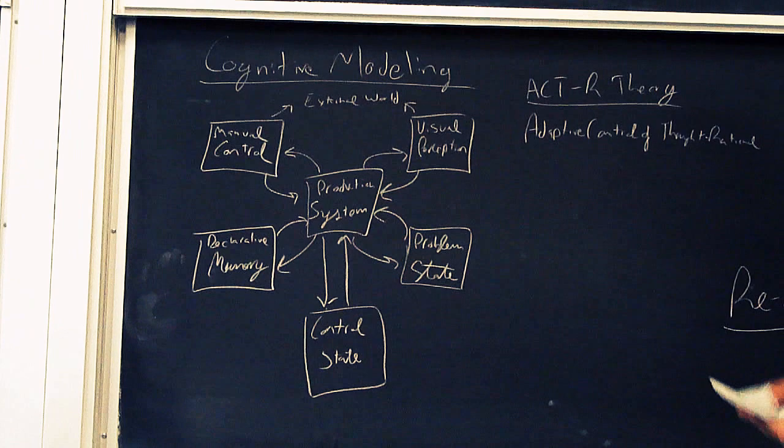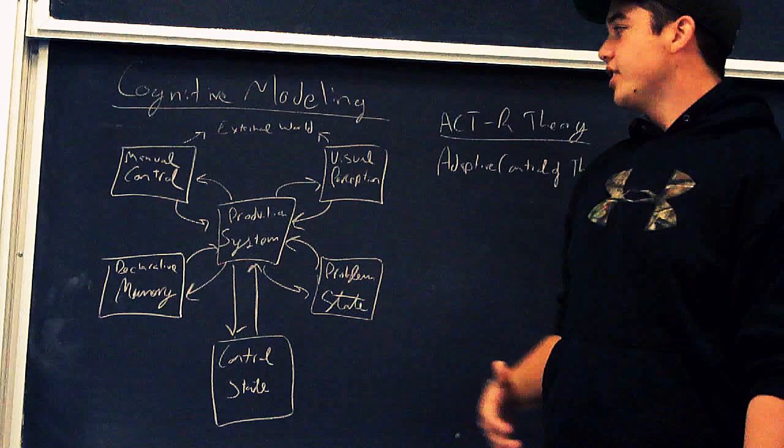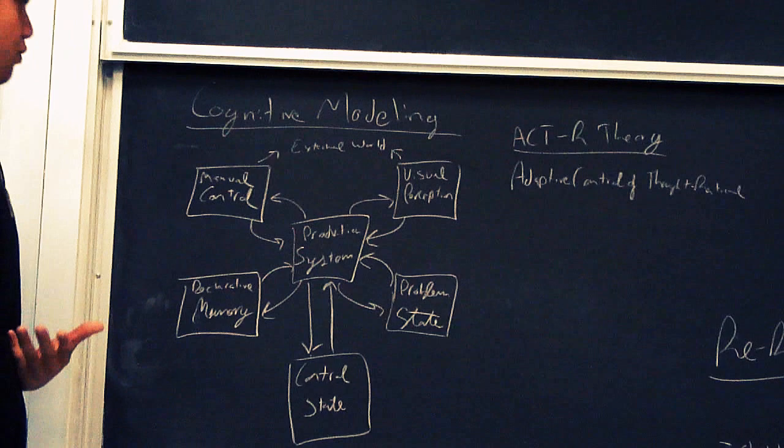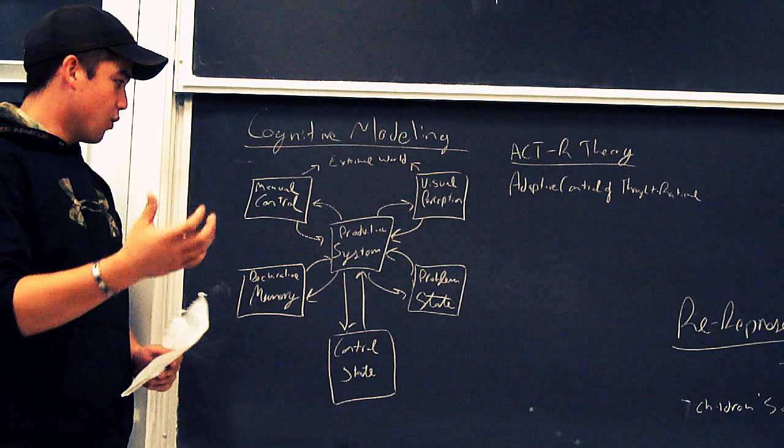Every human has their central systems, and they perceive the external world based on this simple diagram. So we have manual control and visual perception, and that's how we physically take in our world. And these go to our production system, which is just the main part of the brain. I don't want to get too complicated, but this is how it's going to work.